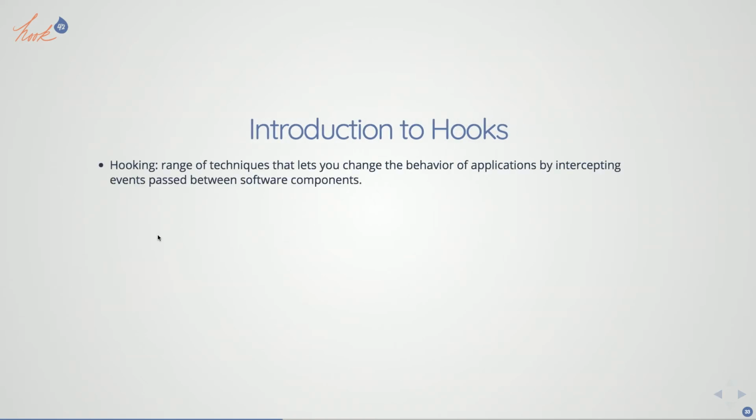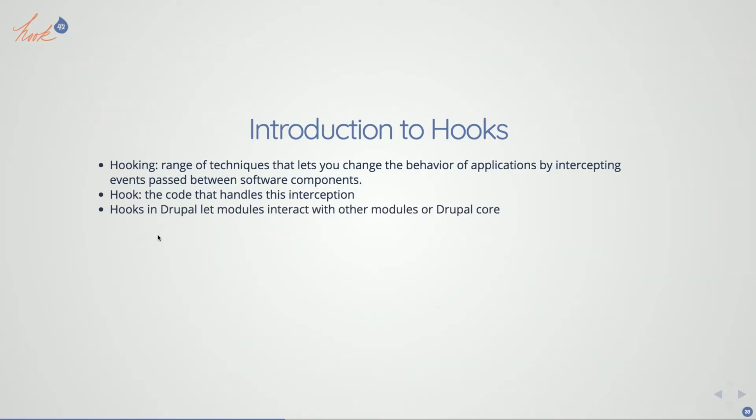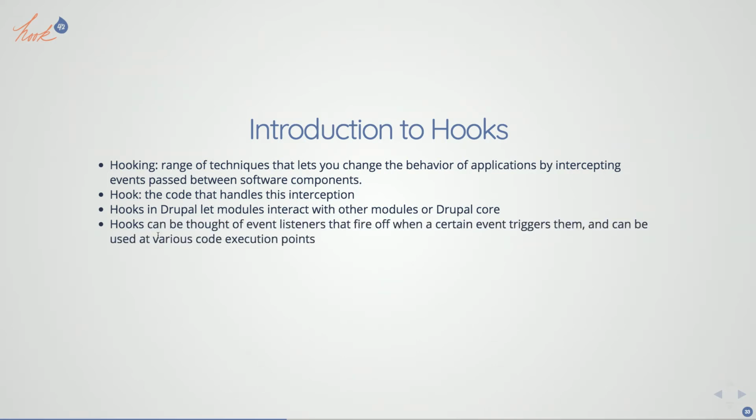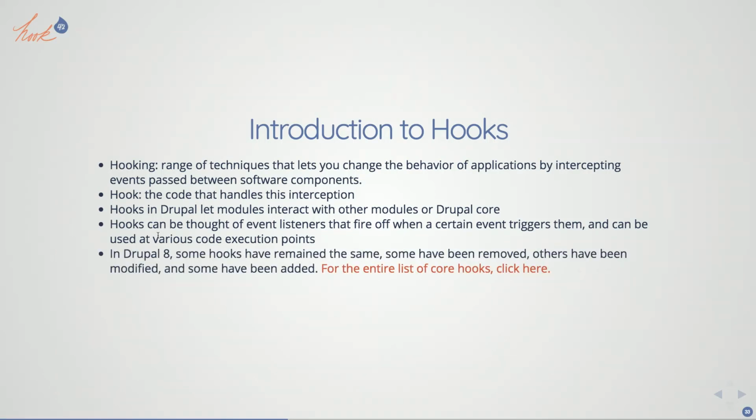A quick introduction to hooks, just in case you've never heard about it. Hooking is a range of techniques that lets you change the behavior of applications by intercepting events passed between software components. And the hook is just the code that handles this interception. Hooks in Drupal let modules interact with other modules and Drupal core. And hooks are kind of like event listeners, and they fire off when certain events trigger them, and they can be used at various execution points. In Drupal 8 from Drupal 7, some hooks have stayed the same, some have changed, and some have been deleted, so you just need to refresh your knowledge.